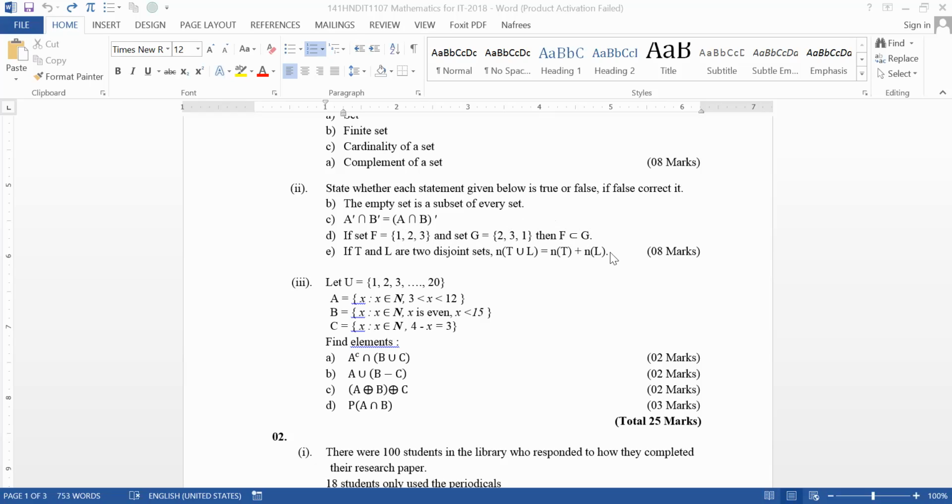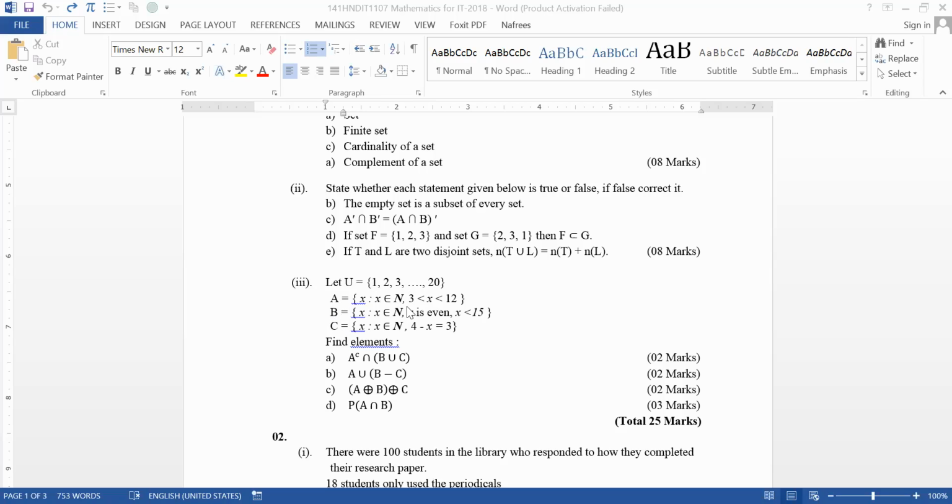Now go to question number 3. Look here. We have the universal set, which starts from 1, 2, 3, 4, 5, 6 up to 20, which means we have 20 elements here, from 1 up to 20. And they are saying there are 3 subsets, namely A, B, C.